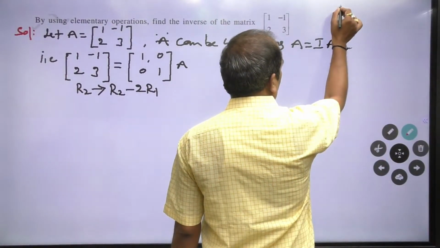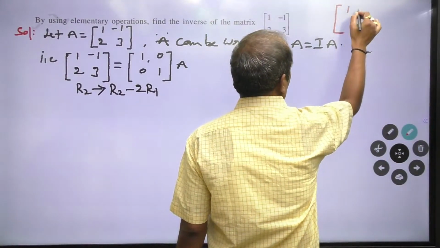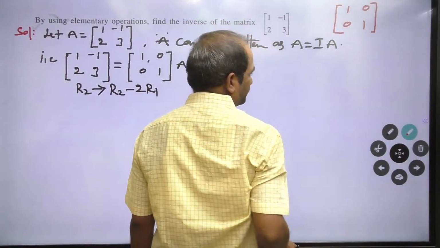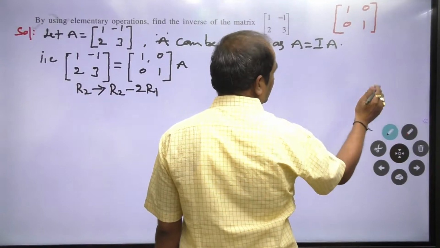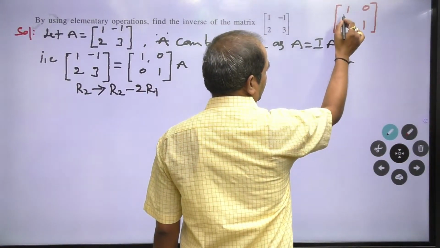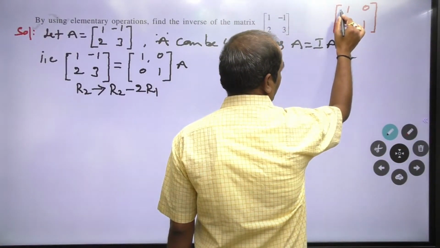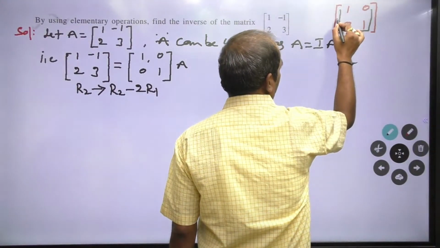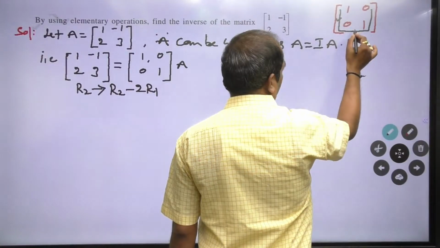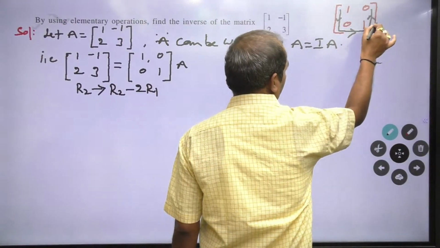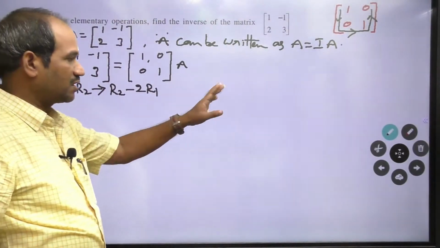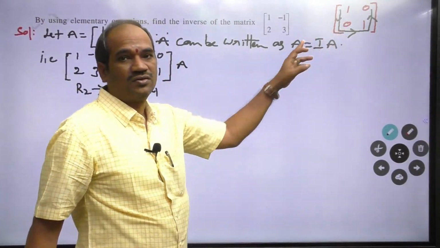First we convert this into the 1 0 0 1 matrix, converting to this form. First this direction, next the remaining one. First one here, next we convert this element to 0.